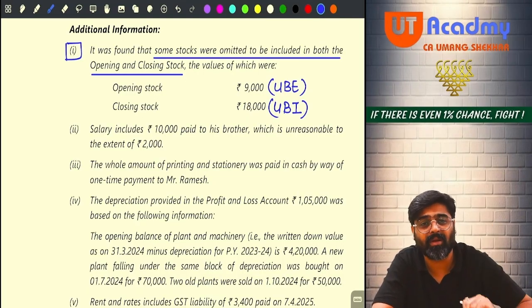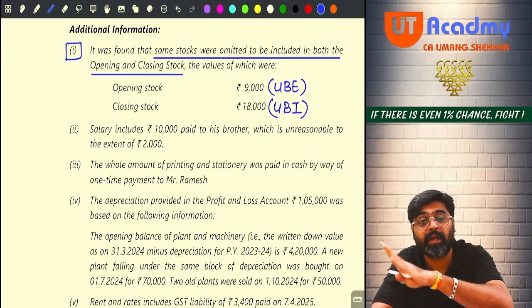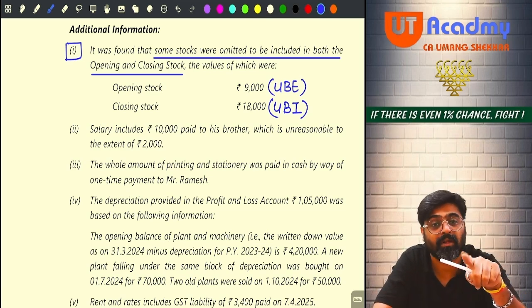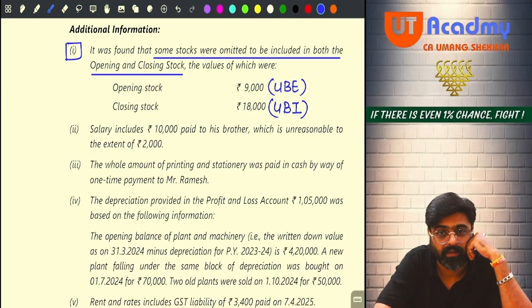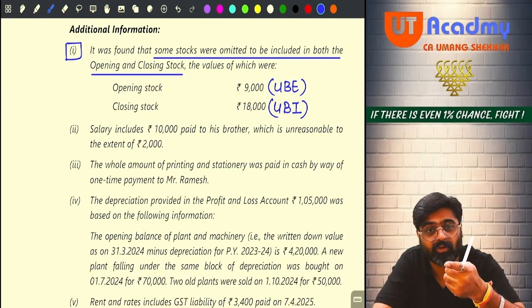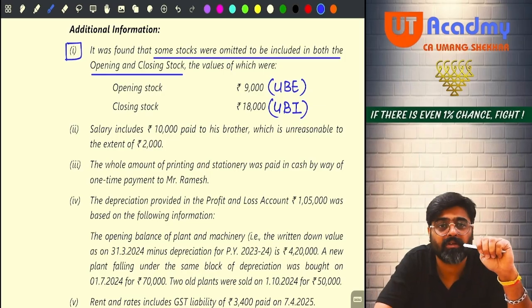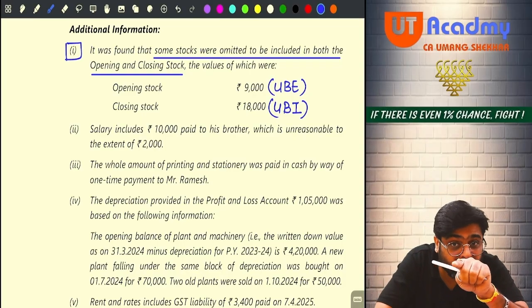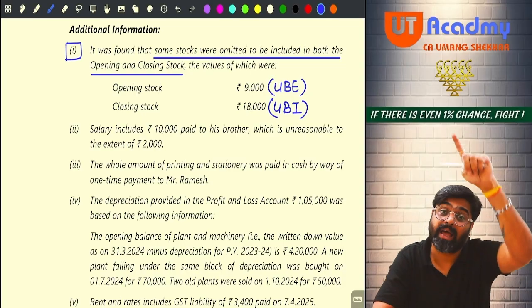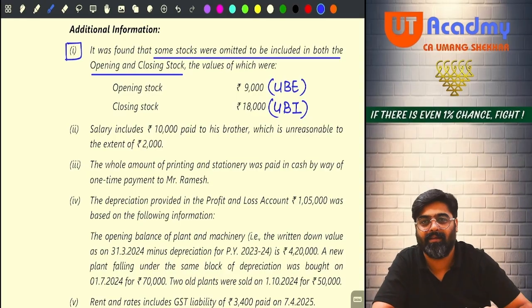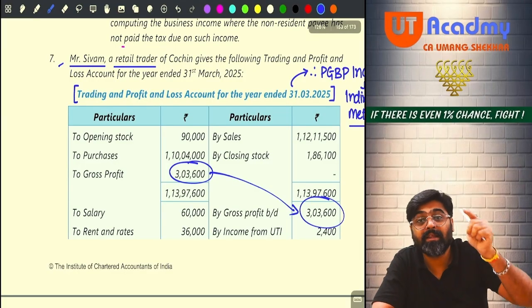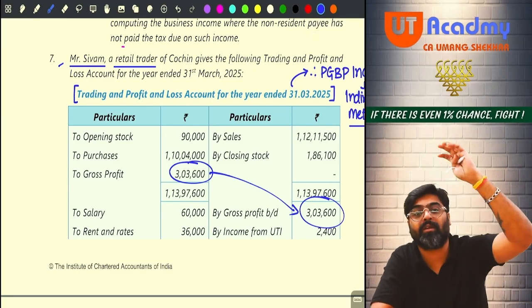But that amount should be reasonable, no? How much salary have you given to your brother? 10,000. And what is the reasonable amount of that salary? Only 8,000. Meaning how much extra have you paid? 2,000. That 2,000 extra salary paid to your brother should be disallowed. Wait, but this 10,000 will not be entirely disallowed. Out of that, 8,000 is still allowable. Where this 10,000 is recorded, they are saying that salary includes it. Can you see salary over here? 60,000. In this 60,000, that 10,000 of salary is included.